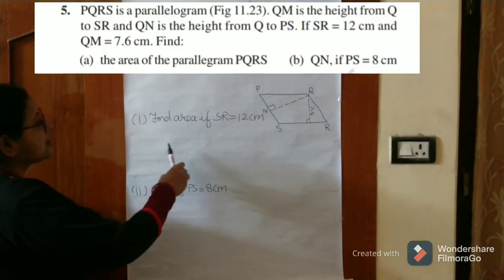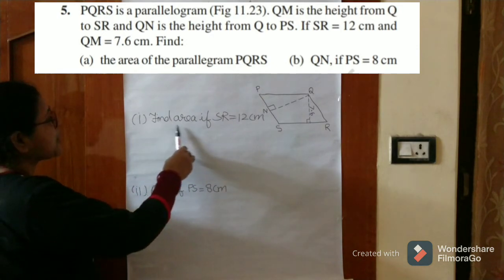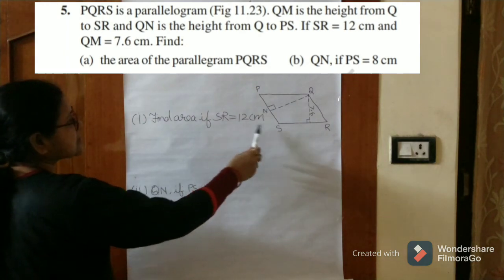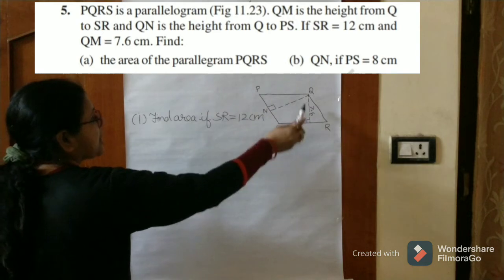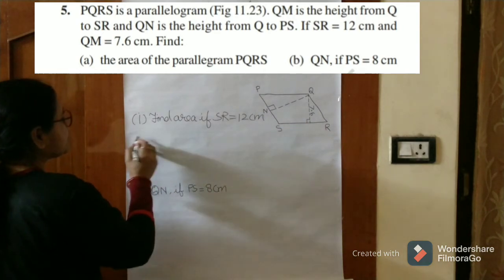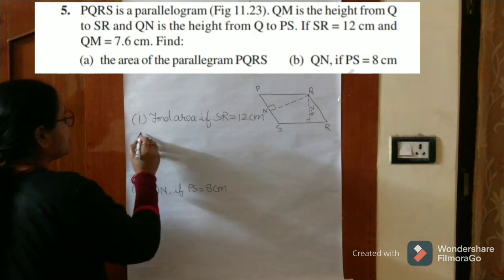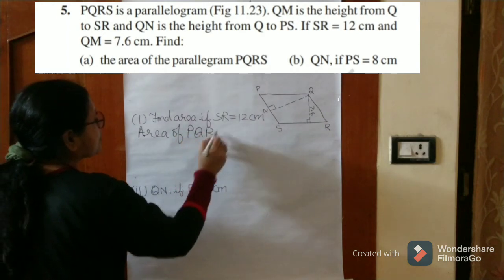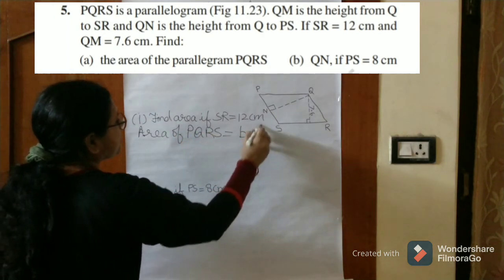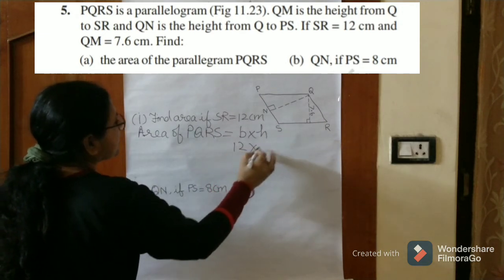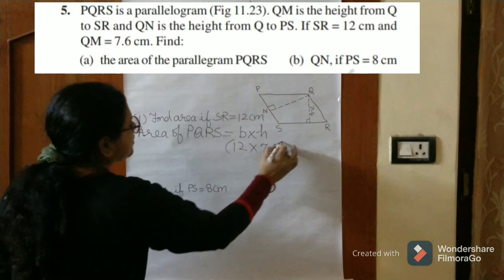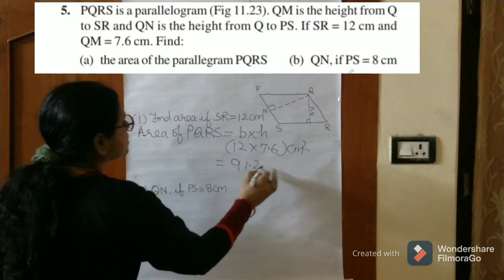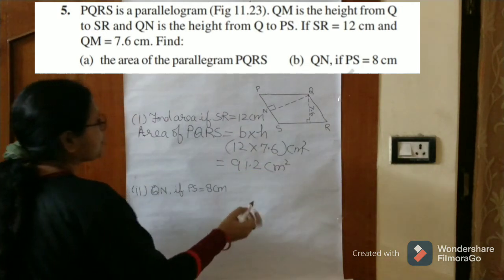Question 5. There are two parts in question 5. In the first part, you have to find the area of parallelogram PQRS when SR is given 12 centimeter while its height is 7.6. So to find the area of parallelogram, area of PQRS is base into height. Base is SR, that is 12, and height is given 7.6 centimeter. So it will be 91.2 centimeter square.